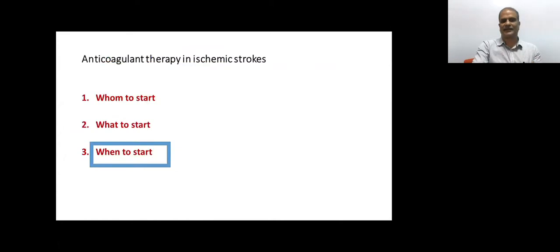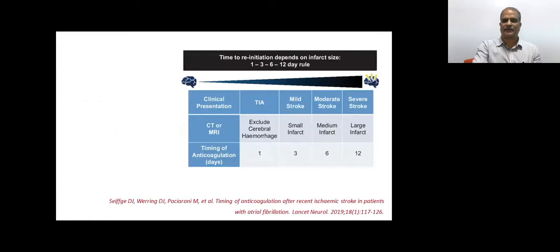Okay. So the next question is when you should start. So this is a very common thing. You have a patient with a stroke and this large infarct, when do you want to start?